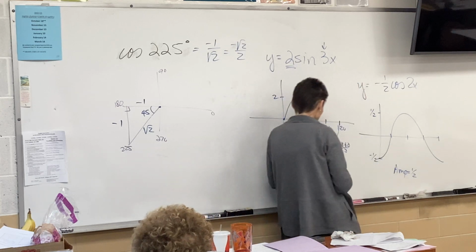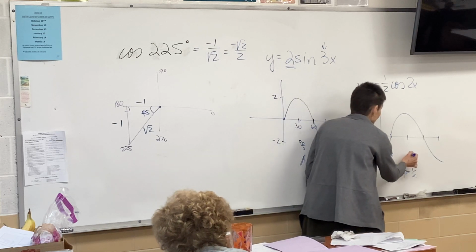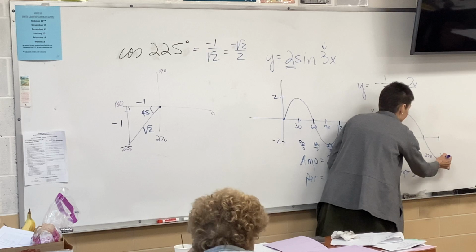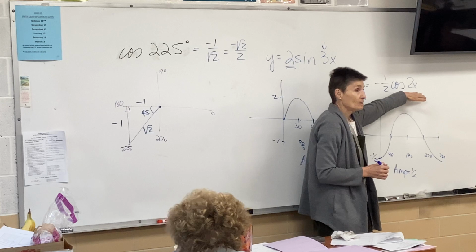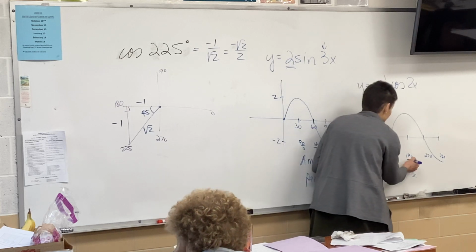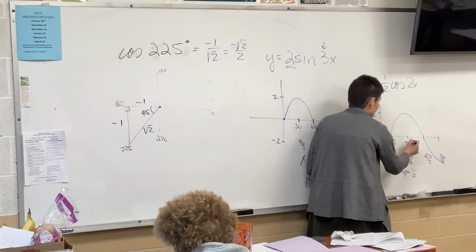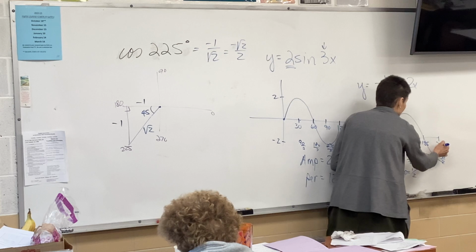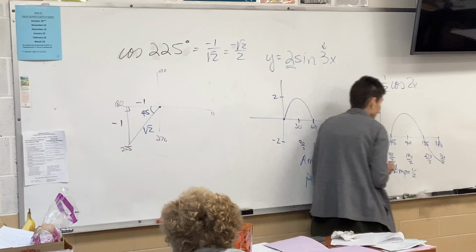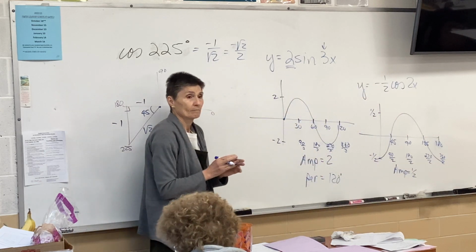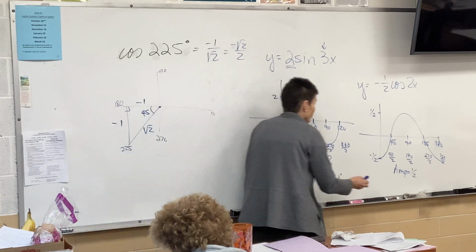My period, or my horizontal labels, are supposed to be, same as before, 90, 180, 270, and 360. But what have I done this time? This time I've divided them by 2. So now my actual labels are 45, 90, 135, and 180. So my period is 180.